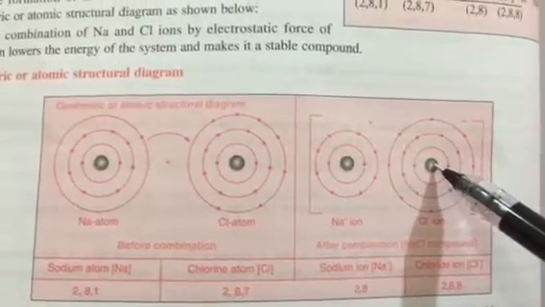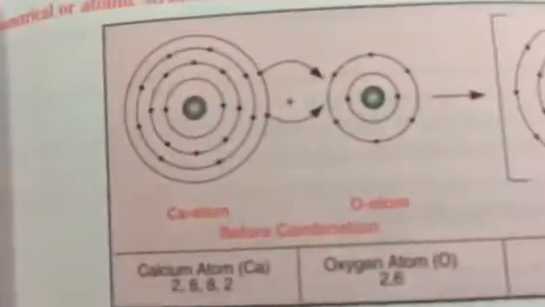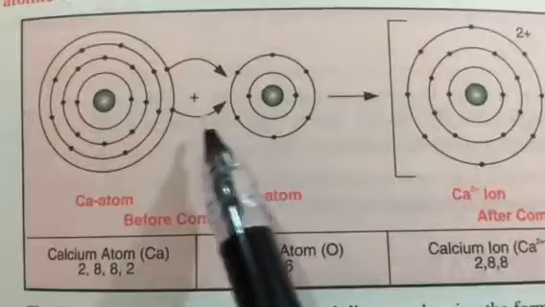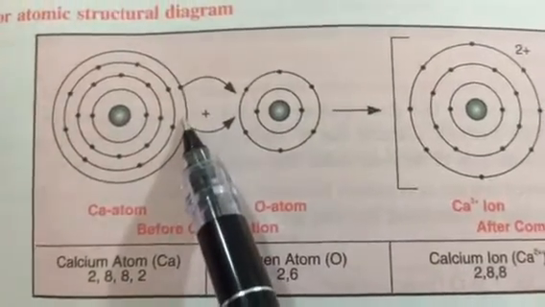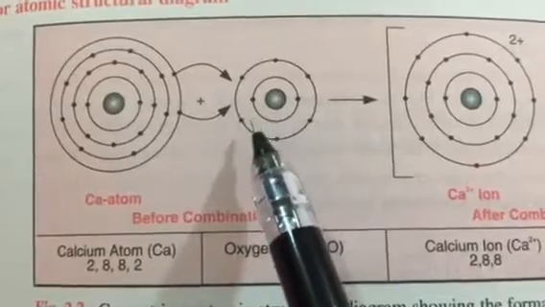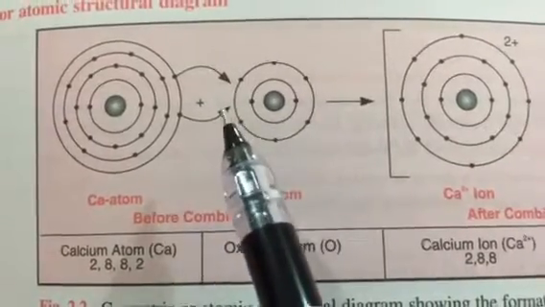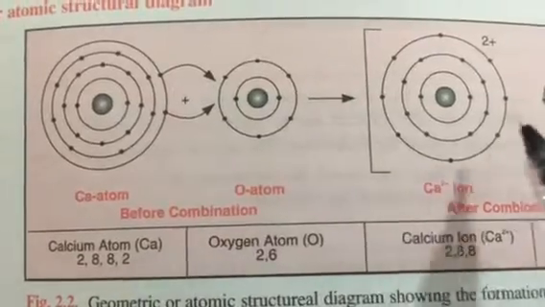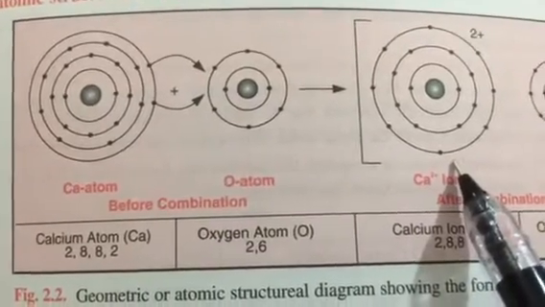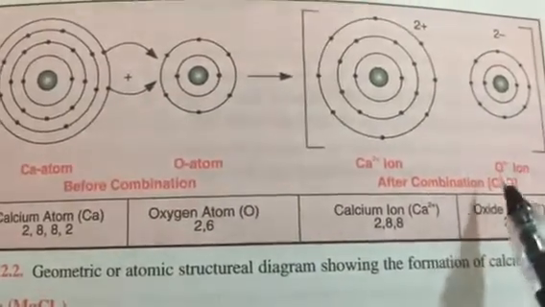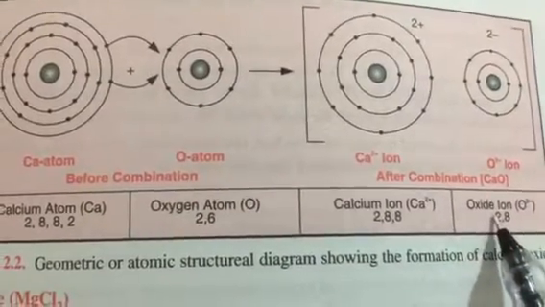The next example we can take is of calcium oxide. So here let us have a look. The calcium atom has 2 electrons in its valence shell which it readily loses to the oxygen atom, such that calcium loses 2 electrons and gets converted into a Ca2+ ion. The oxygen atom gains 2 electrons and gets converted into an oxide ion.